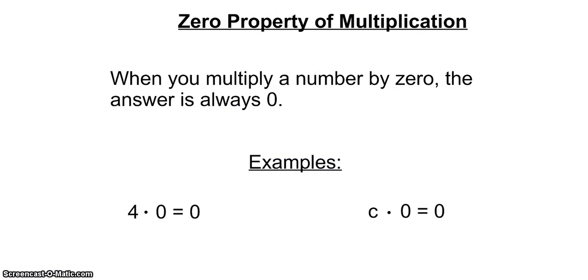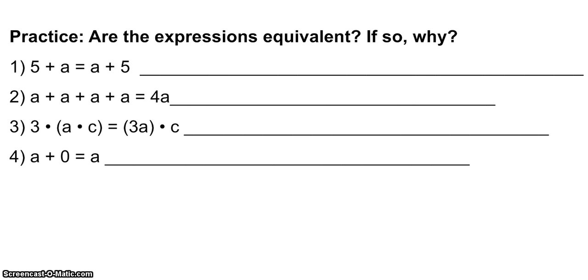Zero property of multiplication. When you multiply a number by 0, the answer is always 0. For example, 4 times 0 is equal to 0. C times 0 is equal to 0. Are the expressions equivalent? If so, why?